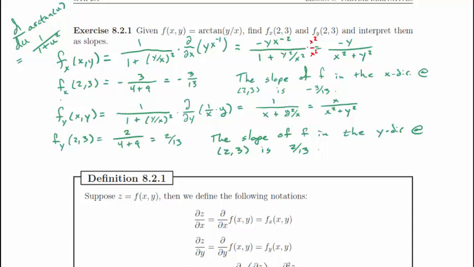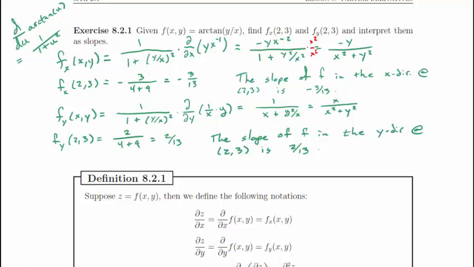So if I want the partial derivative with respect to x at 2 comma 3, we plug in 2 and 3 for our x and our y in negative y over x squared plus y squared. We get negative 3 over 4 plus 9 equals negative 3/13. So this tells us that the slope of f in the x direction at 2 comma 3 is negative 3/13.